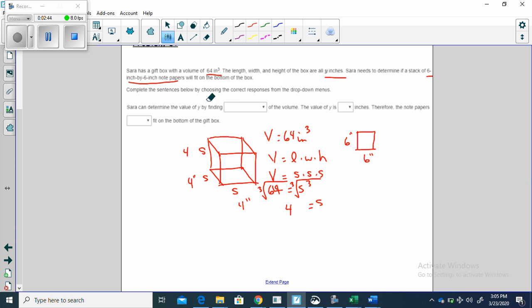So Sarah can determine the value of Y by finding the cube root of the volume. That's what we did here, didn't we? Cube root of the volume. The value of Y is, we decided, 4 inches. Therefore, the notepads will not fit on the bottom of the gift box. Will not fit.